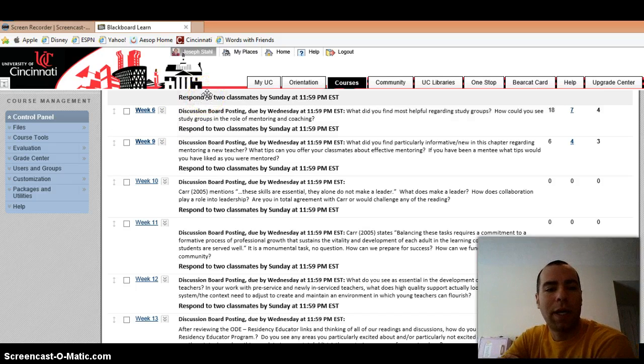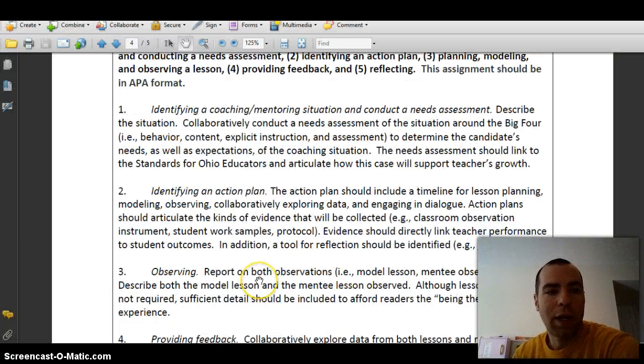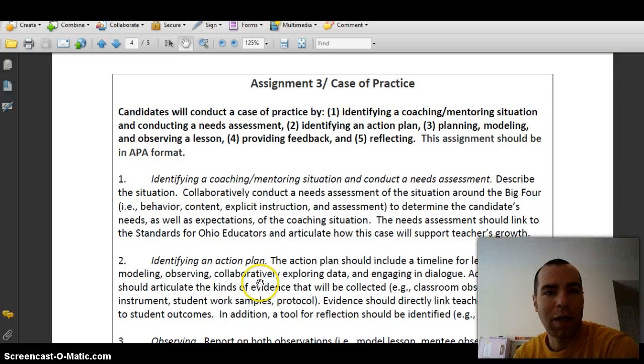But what I want to do is I want to take a second and delve into our next assignment. So when you look at the assignment page for the case of practice, there's a few things that I want to highlight real quick. This has 5 pieces which are really important to hit. The first is identifying the coaching and mentoring situation. So kind of just tell me what it is that you're doing.